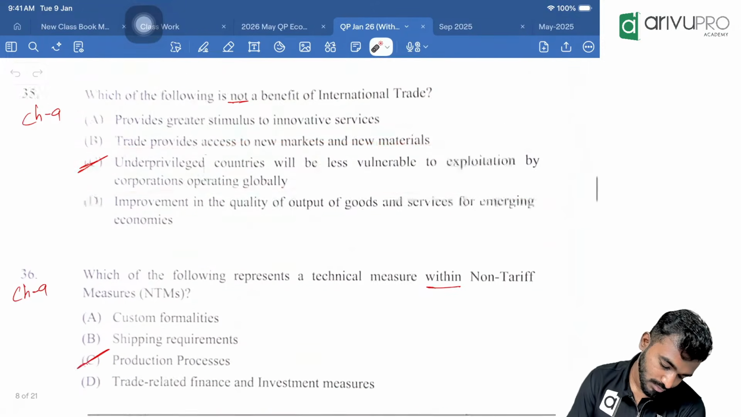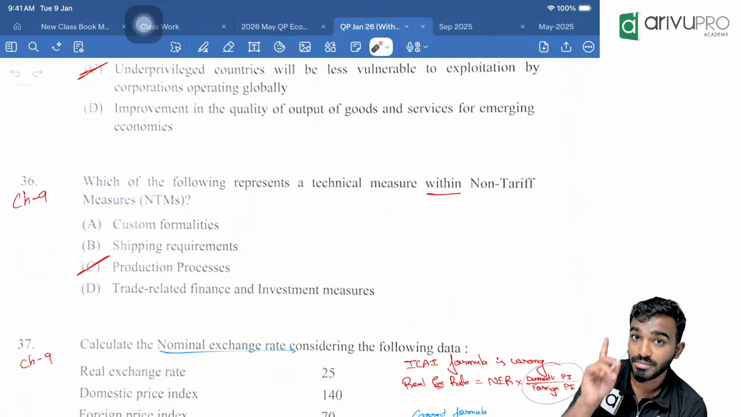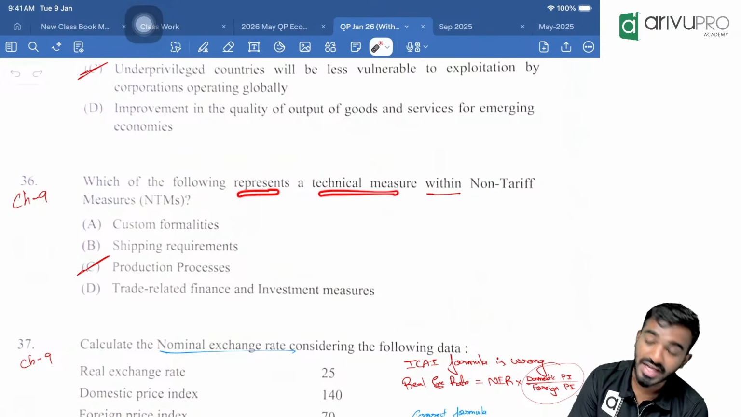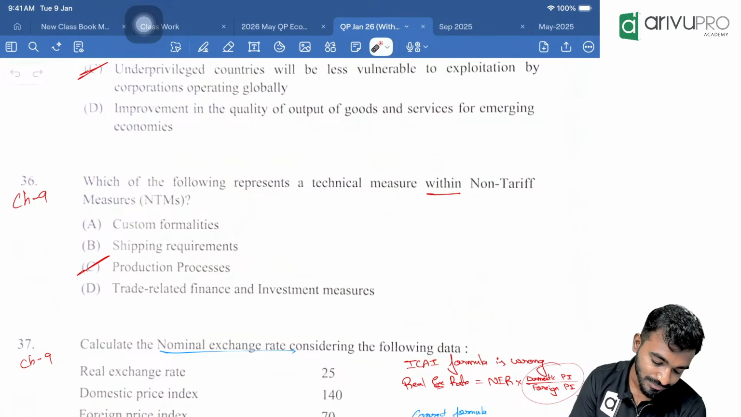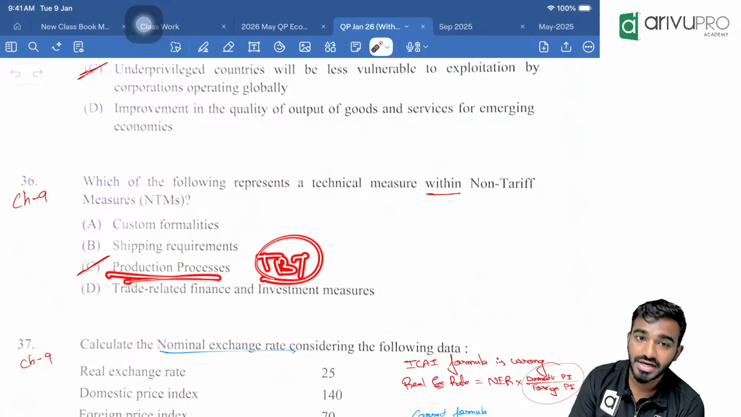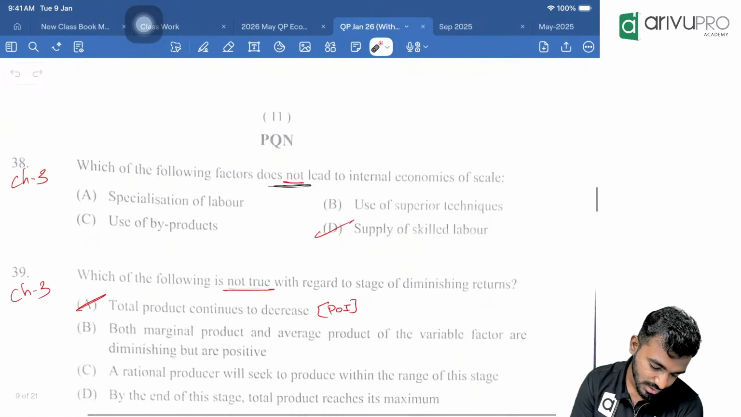Option C. Which of these measures relates to technical measures within the non-tariff measures? Within the non-tariff, if you remember, non-tariff has two things, technical and non-technical. Under that, they are asking which of the following represents technical: SPS and TBT. Only two things were there, right? Custom formalities, no. Shipping requirements, no. Product standards and product procedures, shape, size, labeling, design, yes. Trade related, financial and investment, no. This one is called TBT, technical barriers to trade, standards and product-related measures, product process measures. Already we spoke about this.